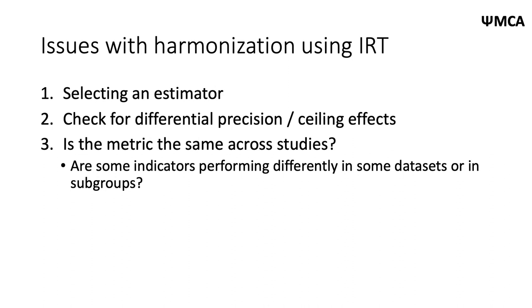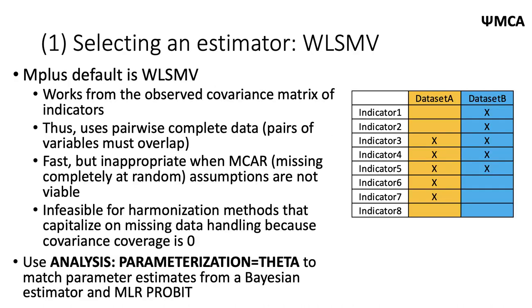So what are some issues with harmonization using IRT? I'm going to talk about three issues now. I'm going to talk about your selection of your estimator, checking for differential precision or ceiling and floor effects, and the metric across studies. So just going back to that, let's talk about selecting an estimator. Broadly, using our software, whether it's Mplus or whatever other software, there are three estimators that I'll talk about that most everybody uses.